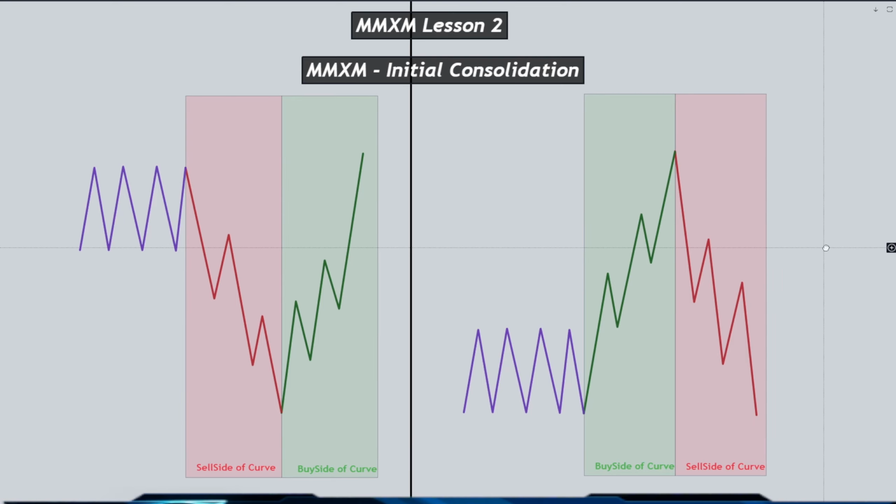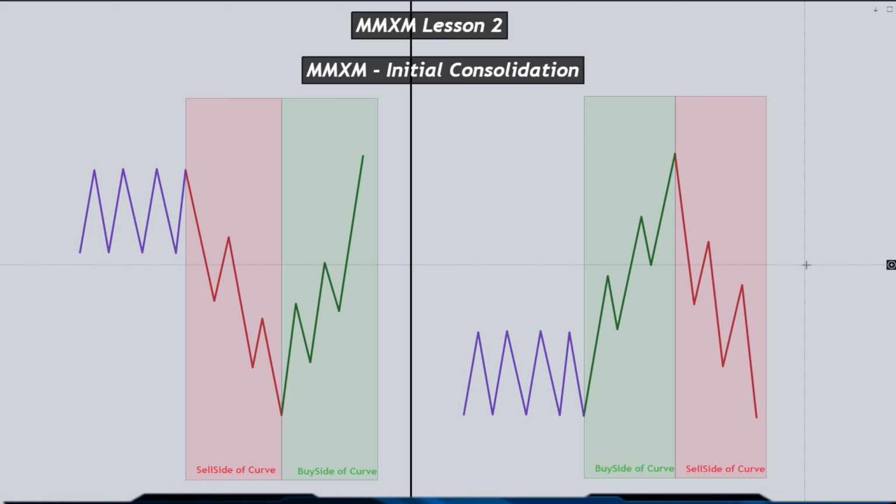However, I will be focusing on this specific part of the video, the market maker sell model, and the initial consolidation is the main part of the video. So without any further ado, let's go to the initial consolidation lesson.